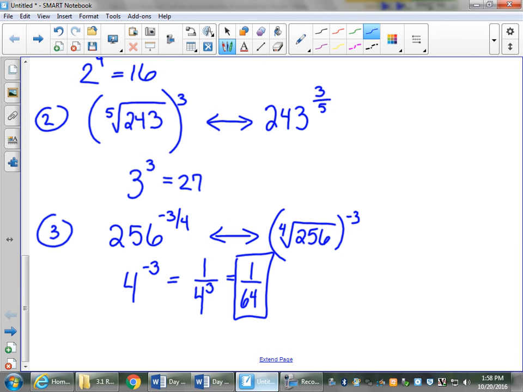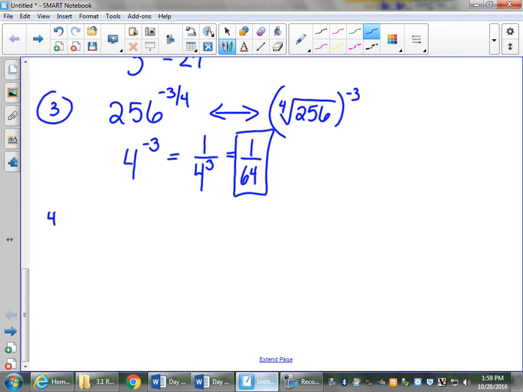Notice I did out the root before I moved it to the denominator. You could move it to the denominator first and then do out the root. But I think it's easier to do root then power. Also, when the negative is in the middle, always put the negative with the numerator. You cannot have a negative denominator, a negative root. So make sure the negative stays up top.